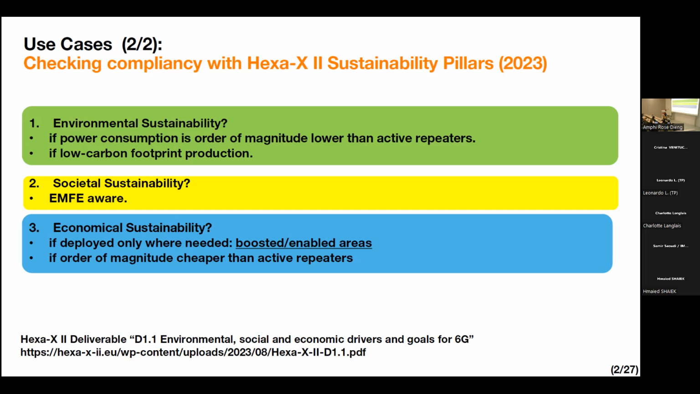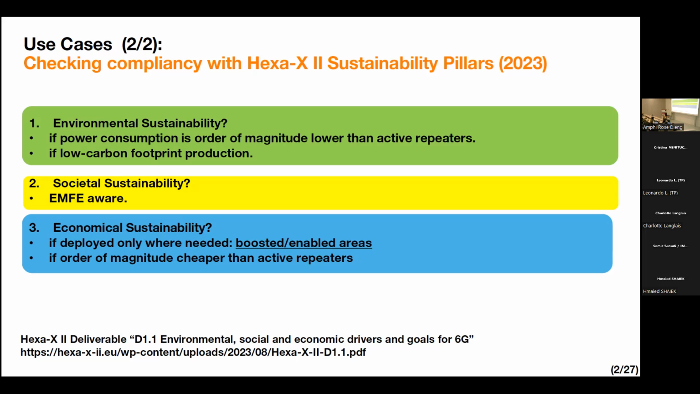Economical sustainability, we think as an operator that it will be economically sustainable at two conditions. It has to be deployed only where needed. So the concept of boosted areas, I'm going to come back to this concept a lot during this talk. This is not something that you are going to deploy as a layer everywhere. You are going to ruin yourself, right? You have to deploy it exactly where needed, where it has value, where you can earn money from it, and where you can make extra money from it.